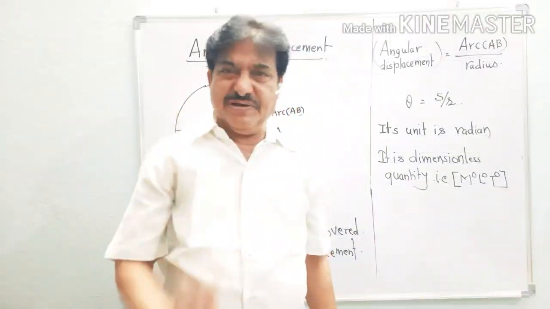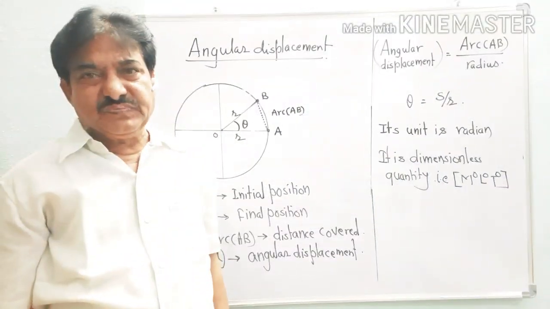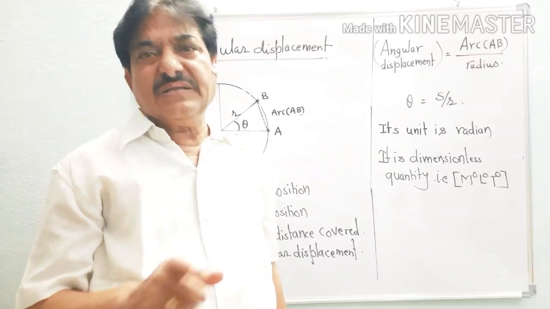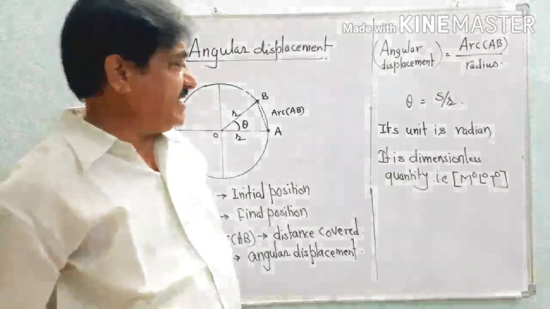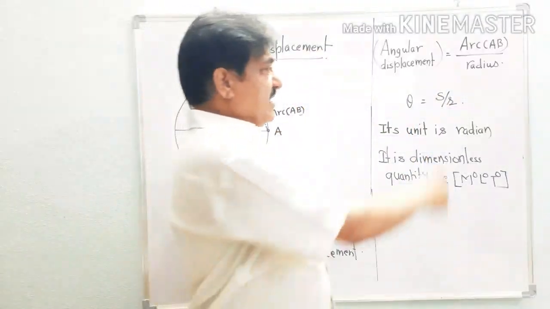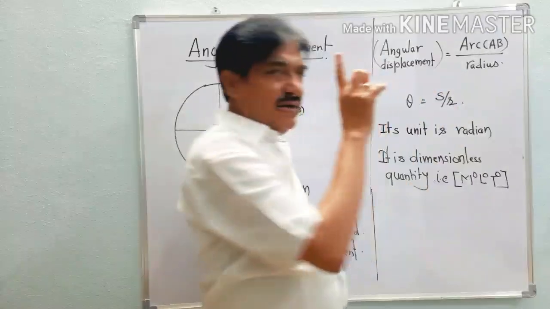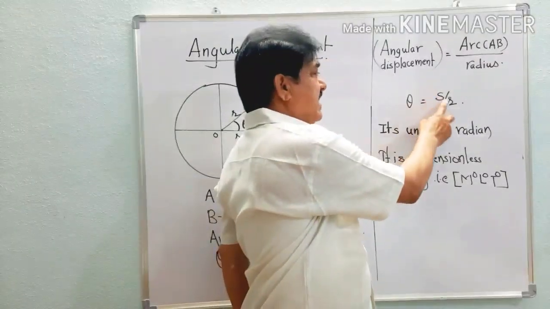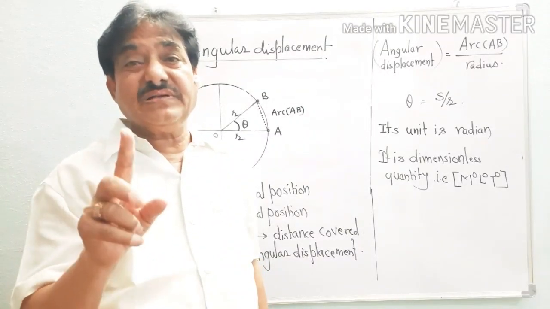This angular displacement has a unit, the radian. This angle may be expressed in minutes, seconds, degrees or radians. So the unit of angular displacement is the radian, and it is the ratio of two same physical quantities, because the distance covered by the particle is measured in meters, and the radius of the circle is also measured in meters. So this angular displacement is the ratio of two same physical quantities. So, it is a dimensionless physical quantity.